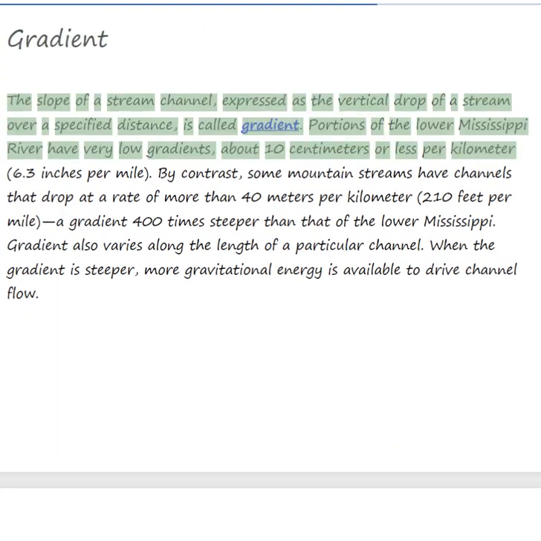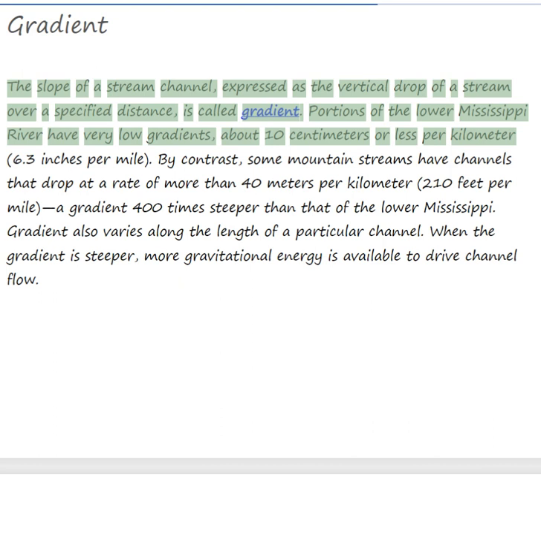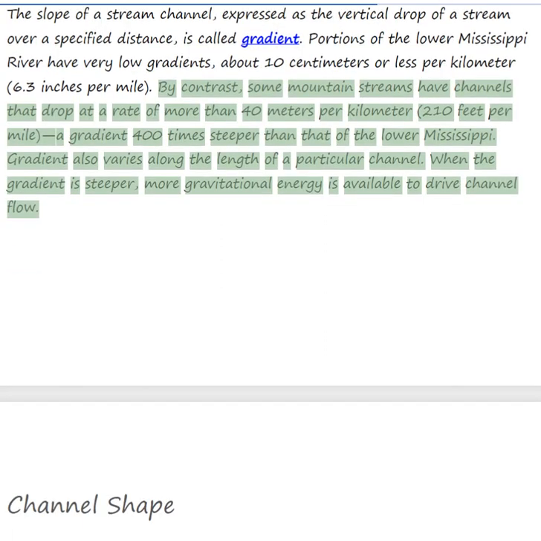Gradient. The slope of a stream channel, expressed as the vertical drop of a stream over a specified distance, is called gradient. Portions of the lower Mississippi River have very low gradients, about 10 centimeters or less per kilometer. By contrast, some mountain streams have channels that drop at a rate of more than 40 meters per kilometer, a gradient 400 times steeper than that of the lower Mississippi. Gradient also varies along the length of a particular channel. When the gradient is steeper, more gravitational energy is available to drive channel flow.